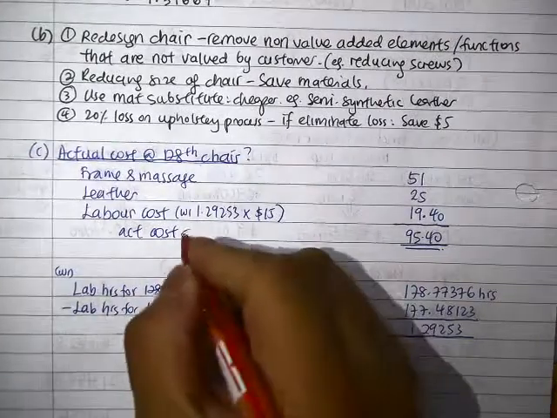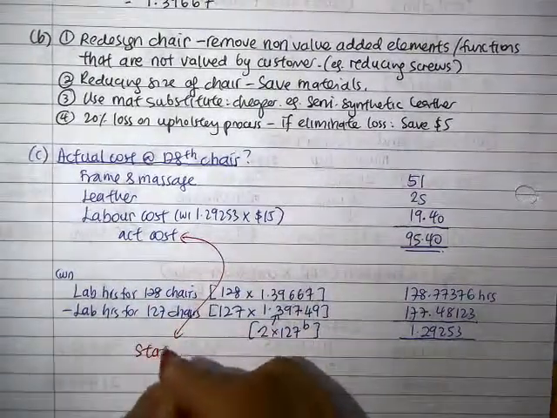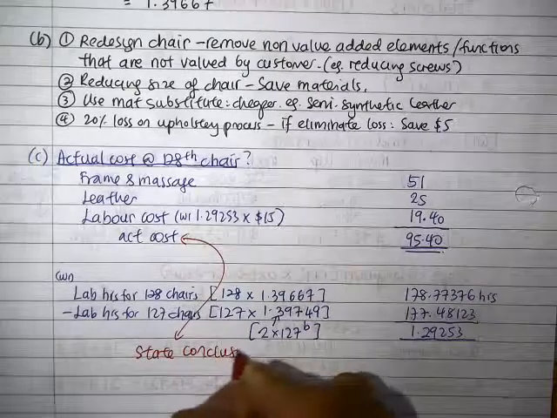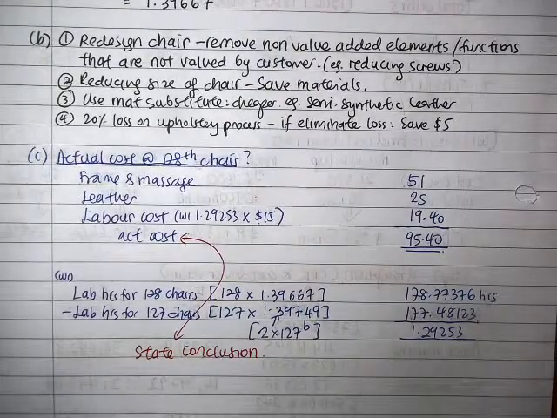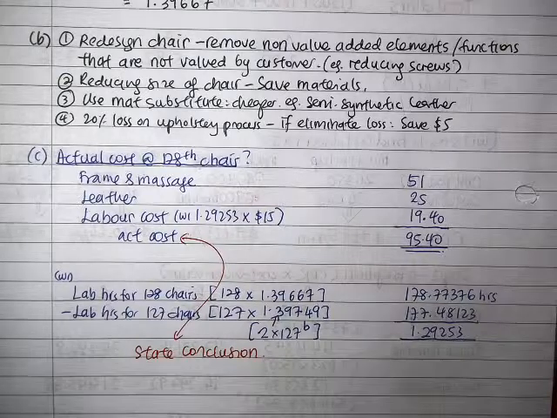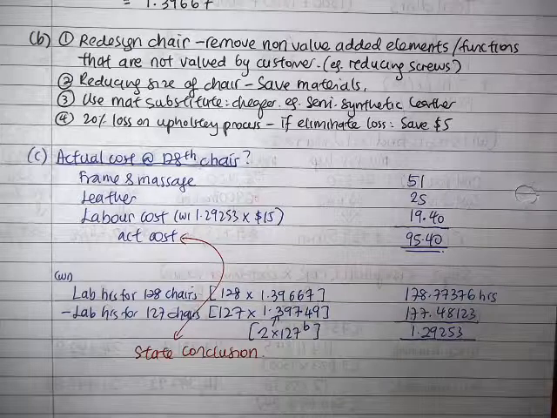Now after you get this, then state your conclusion, right? Is it true? Yes or no? Because the target cost is 96, this is only 95.4, which means the manager said already that by the time you come here, you will get 95.4, which is below 96.